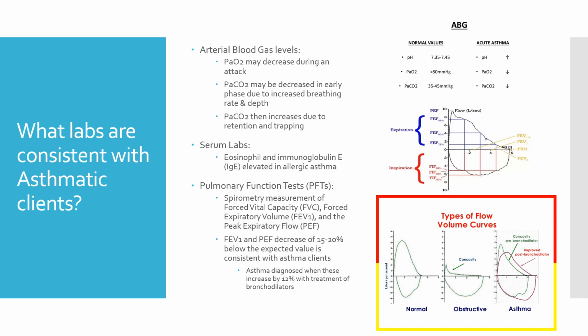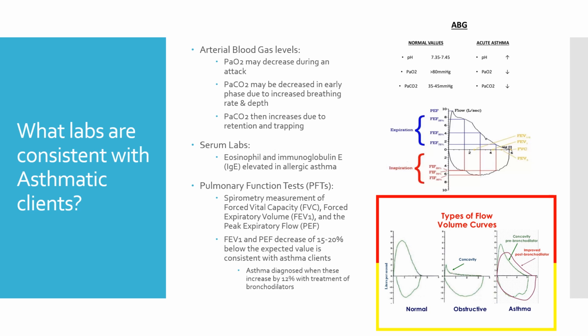Our forced expiratory volume and peak expiratory flow can show a decrease of 15 to 20% below the expected value when we're testing a client that has asthma. They don't even have to be having an attack, but their expiratory volume and flow, they're not able to get all of that out as effectively with asthmatic clients.